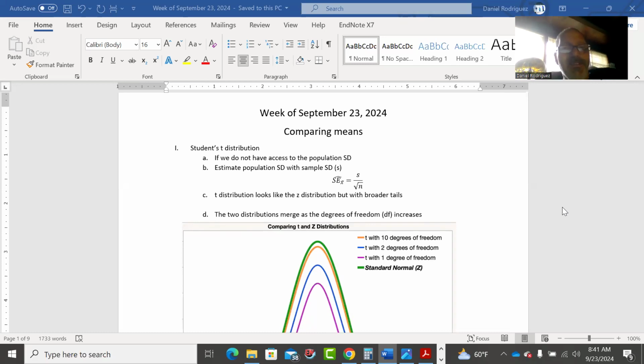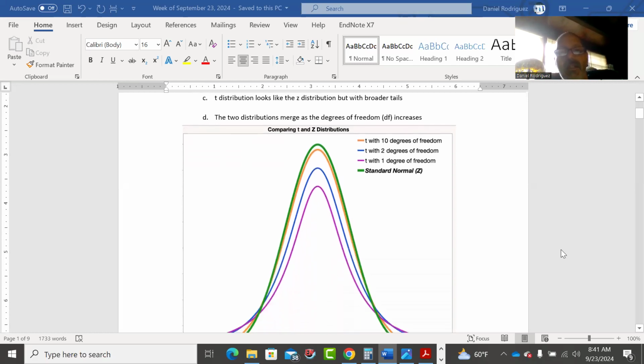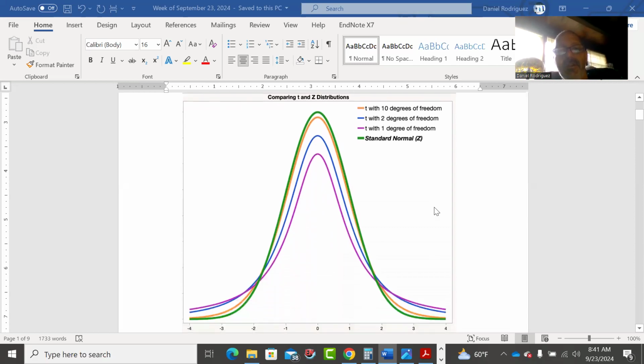Today we're going to talk about the t distribution. Earlier I mentioned when we discussed the normal distribution that the t distribution is related to it. In fact, the t distribution converges in probability to the standard normal distribution when the sample size gets large enough.